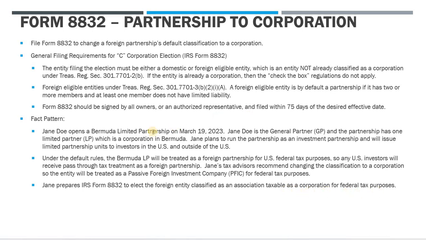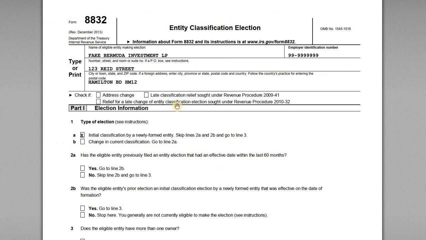So Jane prepares the 8832 to elect that the foreign entity be classified as an association, taxable as a corporation for federal tax purposes. All right, so if we take a closer look at the 8832 itself, in order to file this for a foreign entity, you need an EIN. So that's very, very important. You can't submit this without an EIN. So the Bermuda Investment LP, the first thing it would have done is filed an SS4 to get an EIN. And then once it has its EIN, it can file this entity classification election. So we got the name of the entity, the EIN that's assigned to it, and then the address of the company.